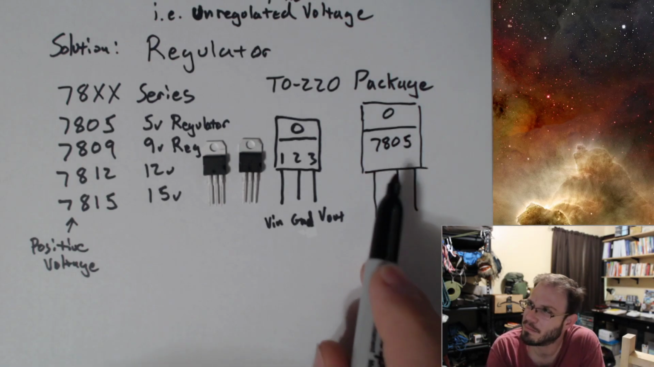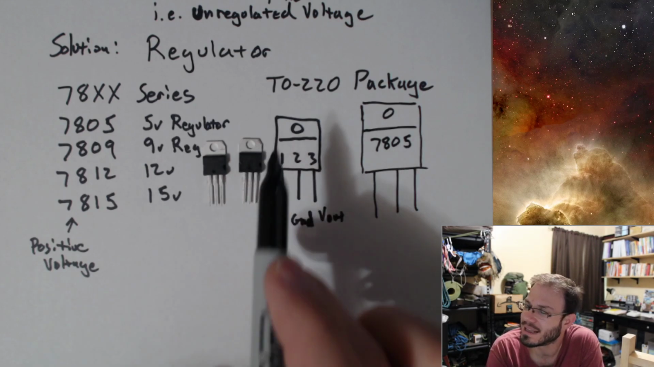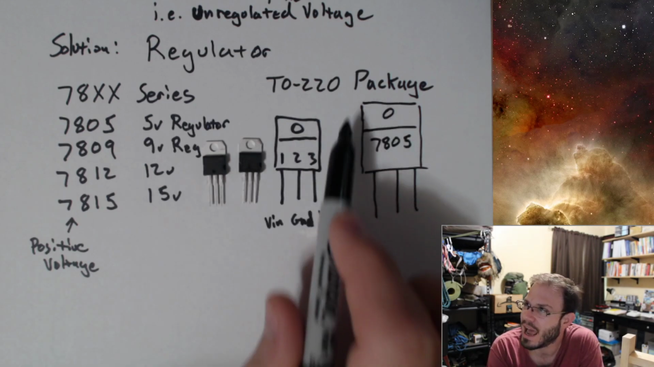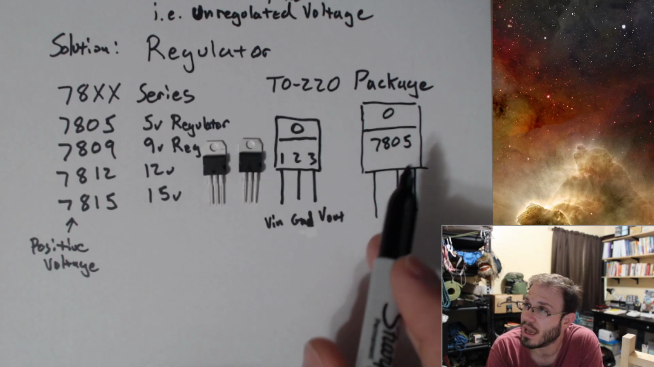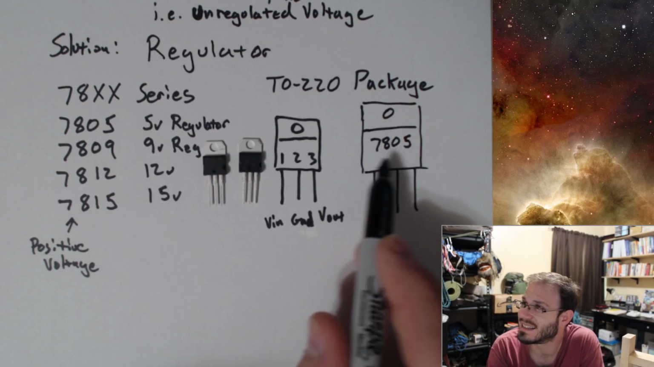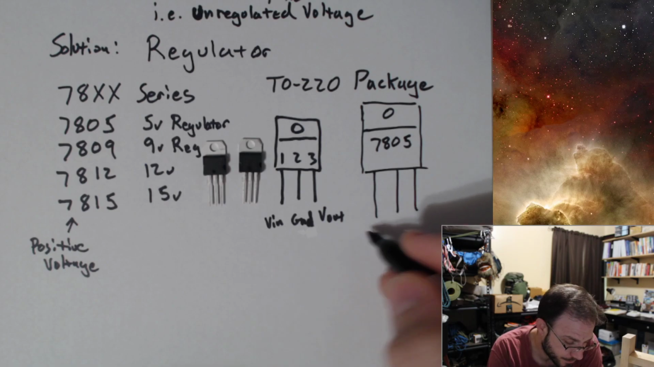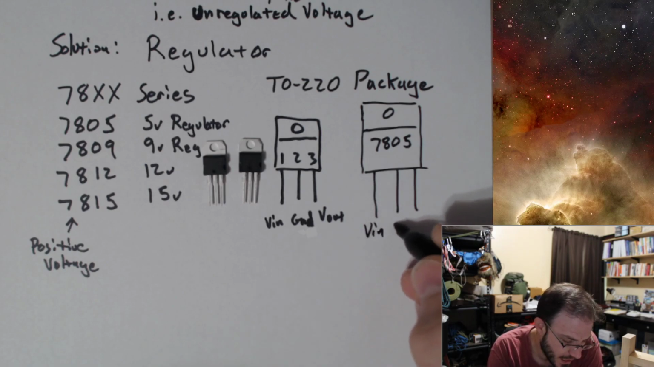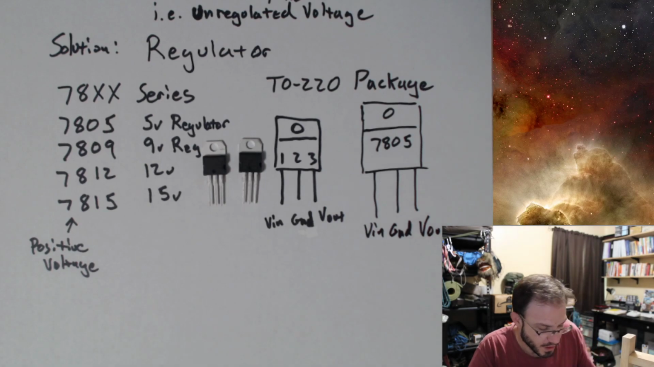Once you go ahead and specify what the part number is that's inside of this package, now we have a specific device that we're working with. And if I went ahead and said 7805, this would be a 5-volt regulator. So we'd have a V in, a ground, and a V out on these terminals of the device.